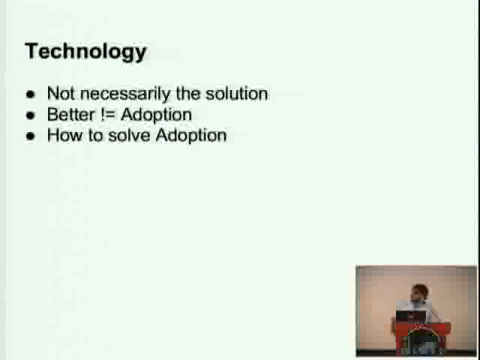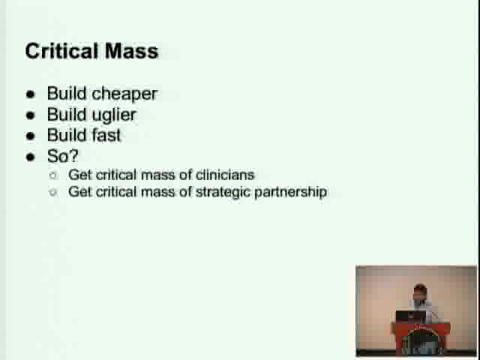So the solution is not necessarily better technology, because the problem over here is about adoption. And how do you solve adoption? One of the ways you can solve adoption is with critical mass. What I mean by critical mass is the threshold of new software used by the users in the environment, but a lot faster, and for very little cost.